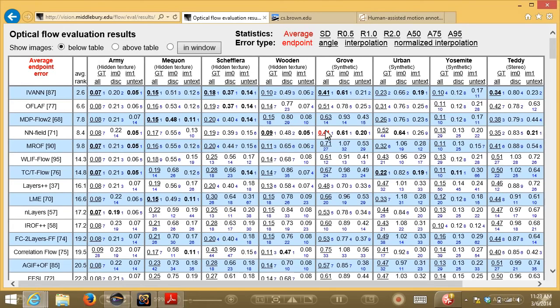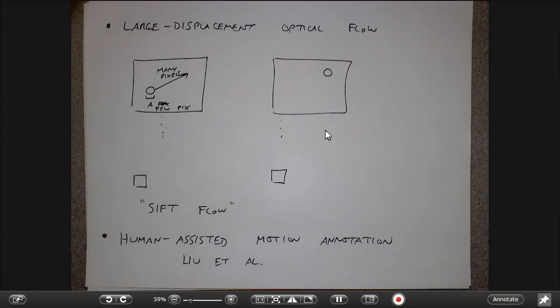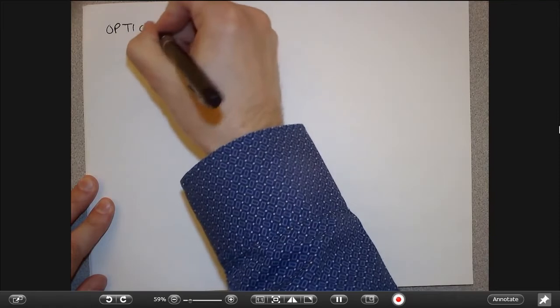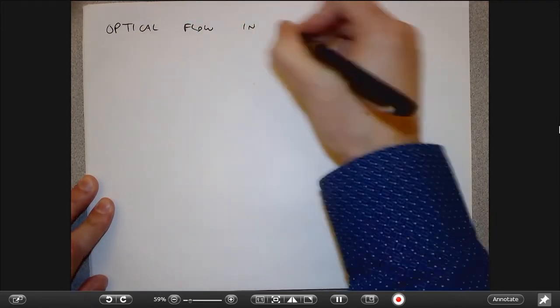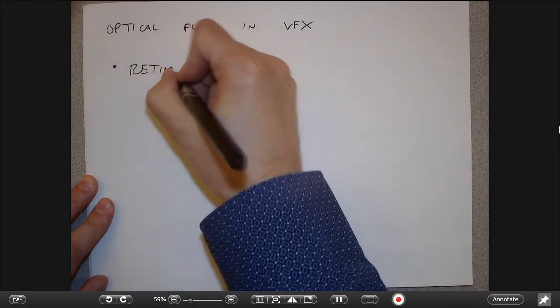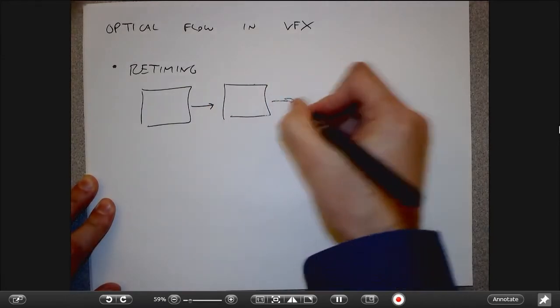Last thing I want to say is, why do people use optical flow in visual effects? Now that we know what optical flow is, a very common thing to want to use it for is what I would call retiming of a scene, right? So for example, in visual effects, one key thing is retiming, right? So suppose that I have a camera that has a constant frame rate.